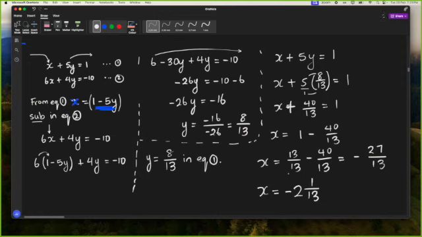Now, Ade, how do you feel about the substitution method? Can we analyze the elimination, but okay. You understand it? Yeah, a little bit.